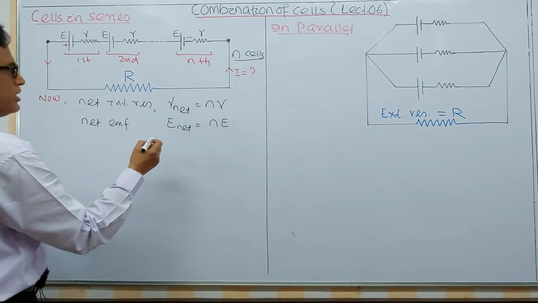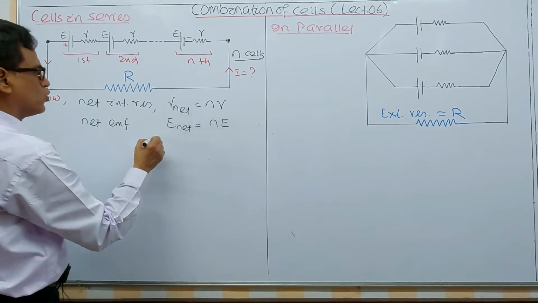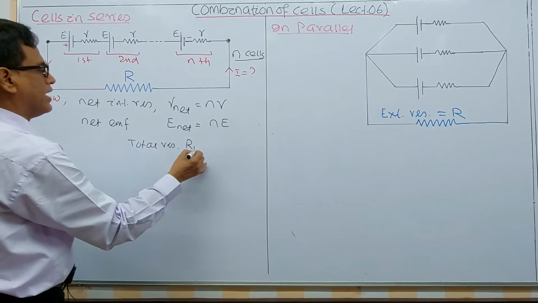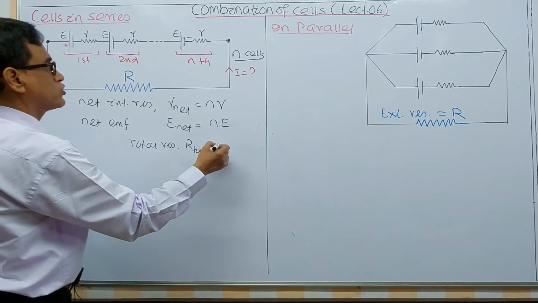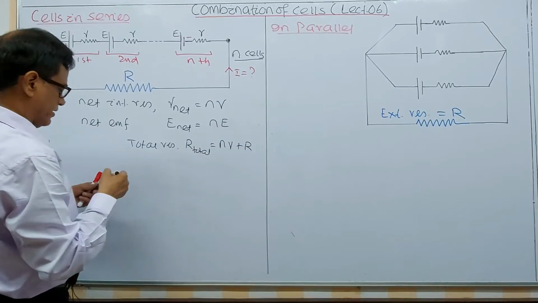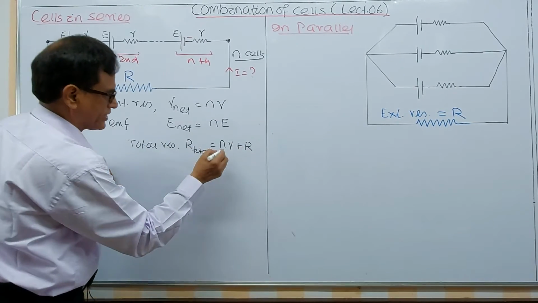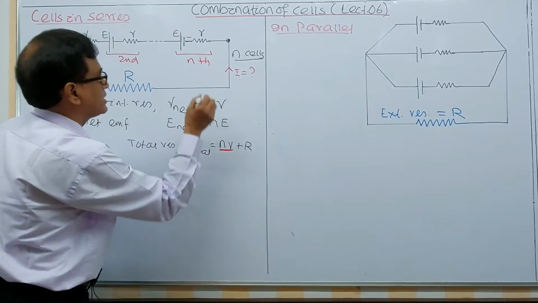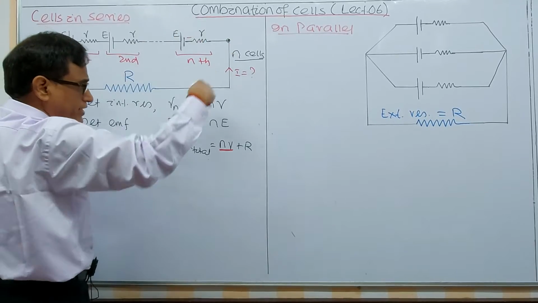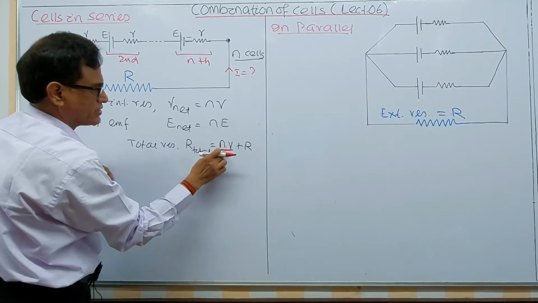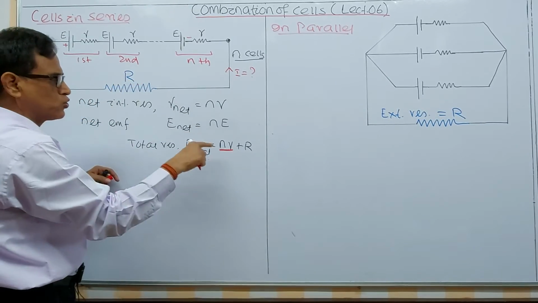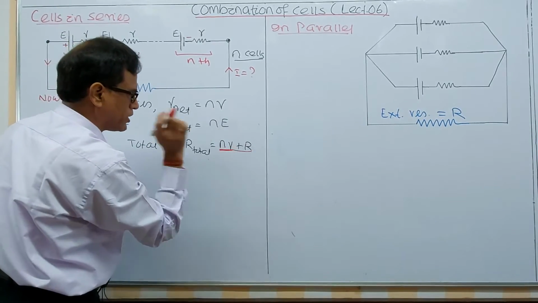Now, E net. So R net, the total resistance of the circuit, R total, is equal to n r plus capital R. This is the resistance of all the internal resistances, r plus r plus r plus r in the circuit. So the total resistance due to internal resistance is n r. Externally you have connected R. The total resistance of the circuit is n r plus R.